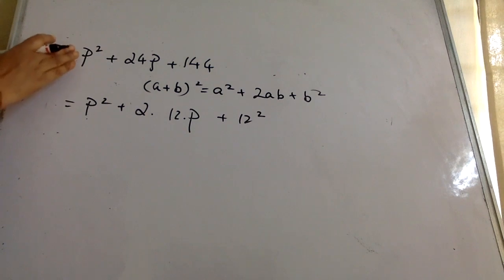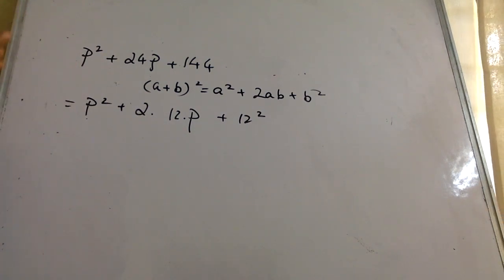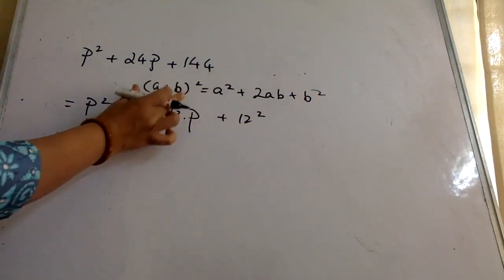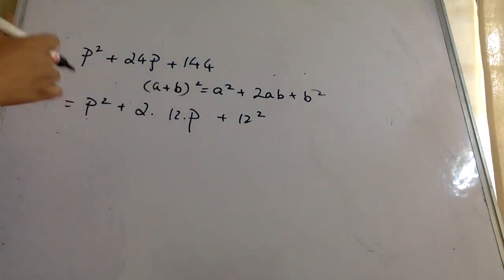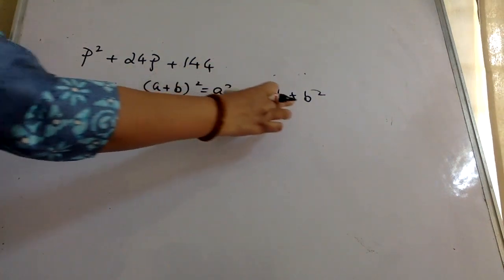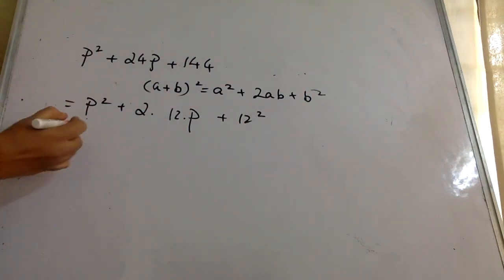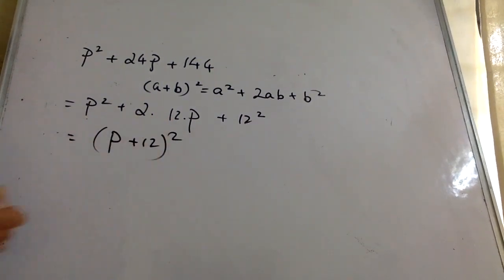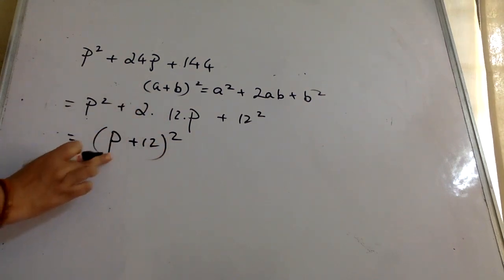Now this is very important to understand. It has been given to us in an expression form, that is, in the expanded form. From this form, we are going to the factor form. In other words, we are factorizing this expression. From the expression, we are going to factors. So here it is p plus 12 whole square, a plus b whole square.